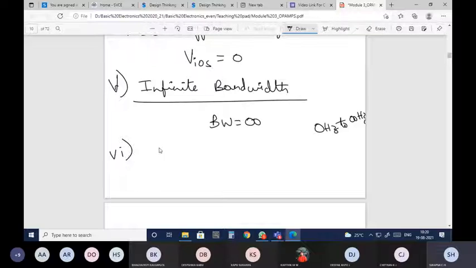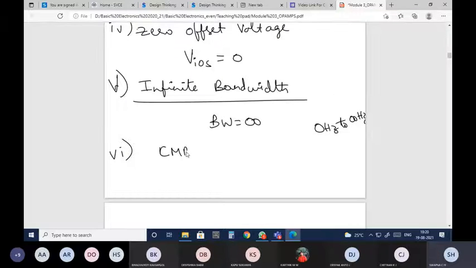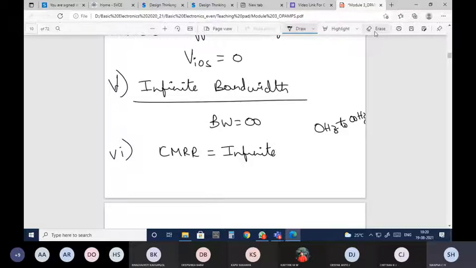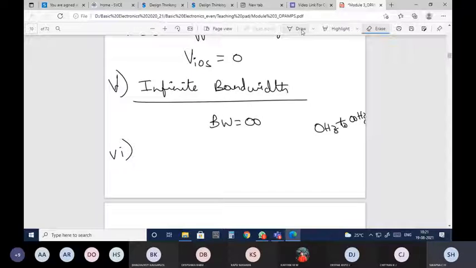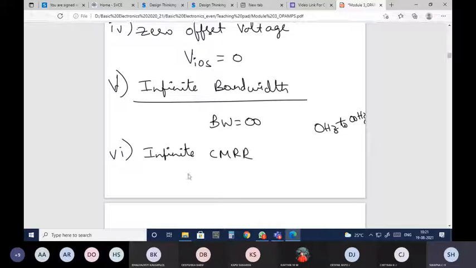Then comes CMRR, common mode rejection ratio. It should be infinite. Infinite CMRR, common mode rejection ratio. Generally we denote this with rho. Rho should be equal to infinite.